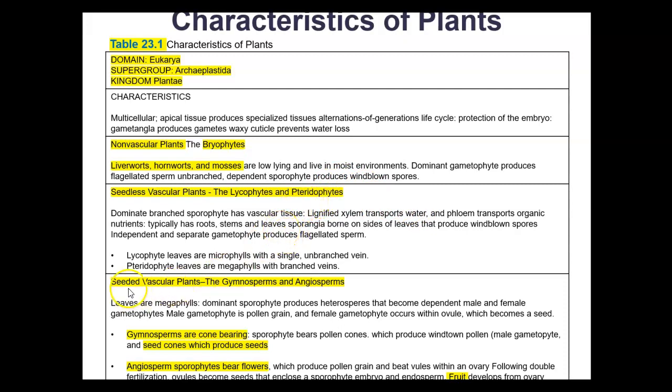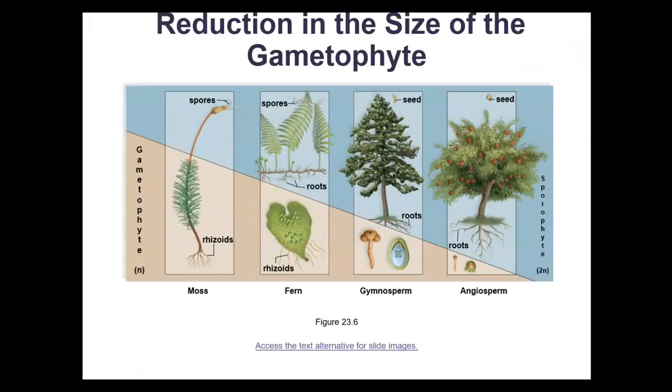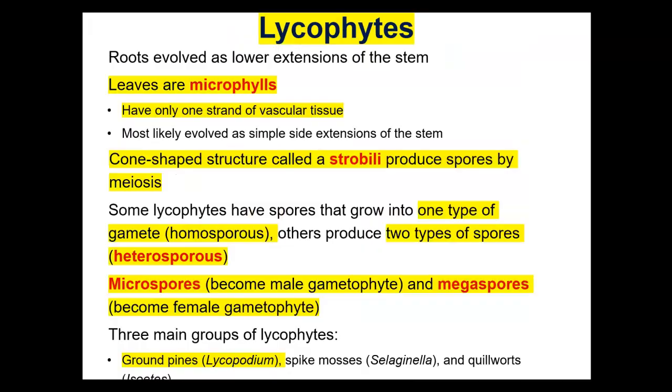Now we're going to move on to the vascular plants that do produce seeds. That's the gymnosperms and the angiosperms. And basically, gymnosperms are cone-bearing. They produce seed cones. And the seeds are inside the cones, and then they produce pollen on the male cones. Angiosperms bear flowers and many times a fruit that surrounds the seed. So let's move to the section on gymnosperms.